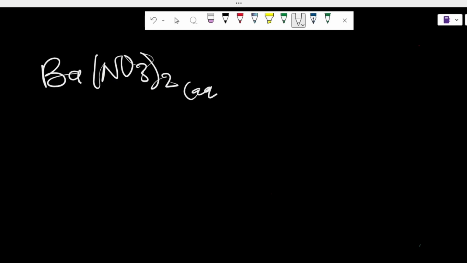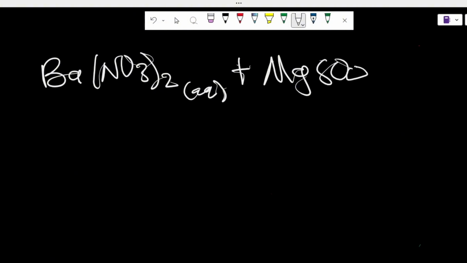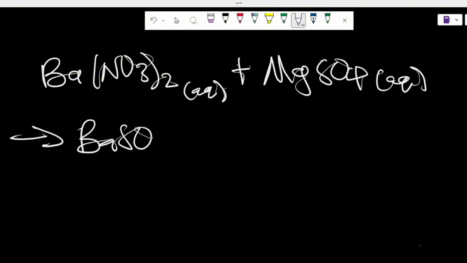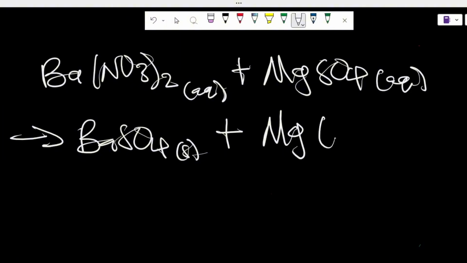Now, when preparing barium sulfate, an insoluble salt, sometimes you can also use barium nitrate, and this is in aqueous solution, and then you react it with magnesium sulfate, which is also in aqueous solution, because all these are soluble solutions, and you're going to get barium sulfate, which is an insoluble salt, plus magnesium nitrate, which is going to be in aqueous solution.